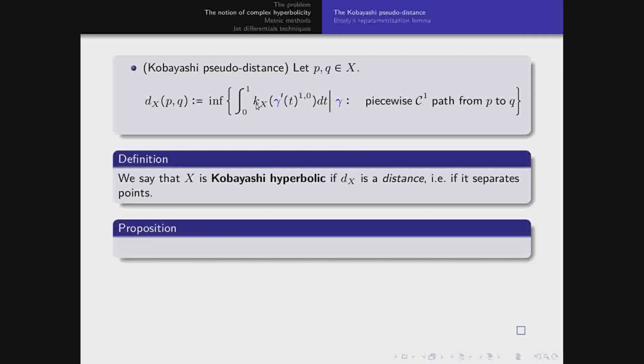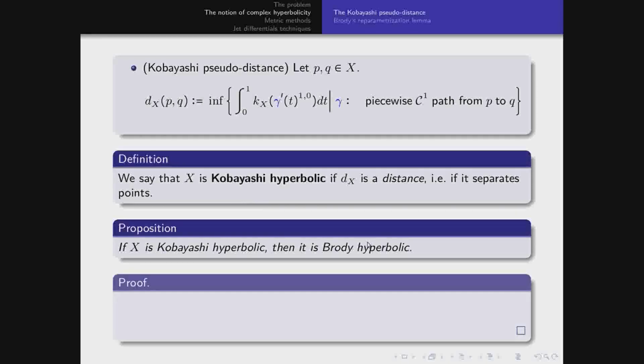And if you want to relate this notion of Kobayashi hyperbolicity to what I have told before about Brody hyperbolicity, you have the following proposition: if X is Kobayashi hyperbolic, then it is Brody hyperbolic. So how can you prove that? If you assume that X is not Brody hyperbolic, then there will be an entire curve in it.